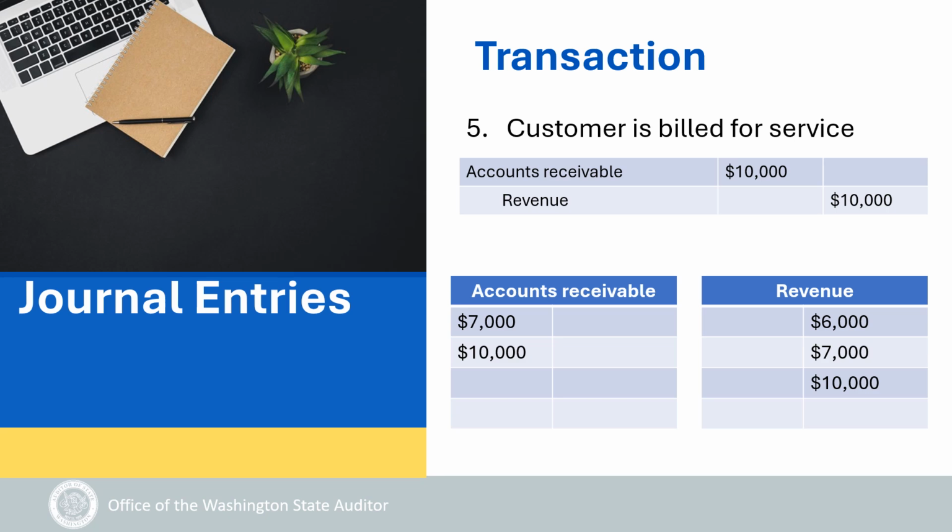Another customer is billed for service. This is the exact same as transaction 3. This time we charged $10,000 instead of $7,000. Maybe the job was more complex. We just repeat the steps from journal entry 3. Debit accounts receivable and credit revenue. We then carry it forward to our T accounts, and we see all of the past transactions are in the accounts receivable and revenue T accounts.